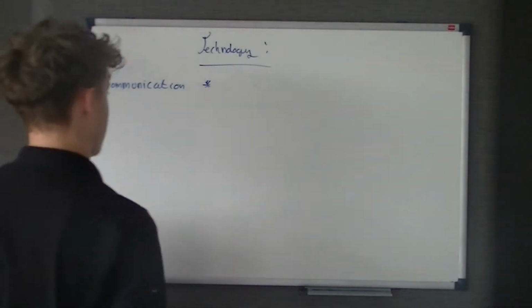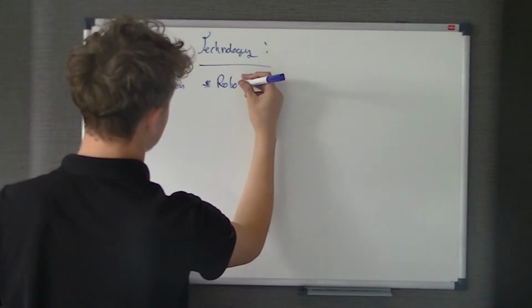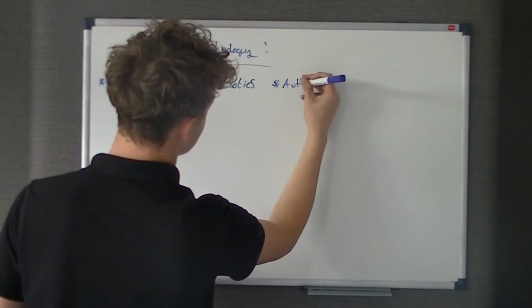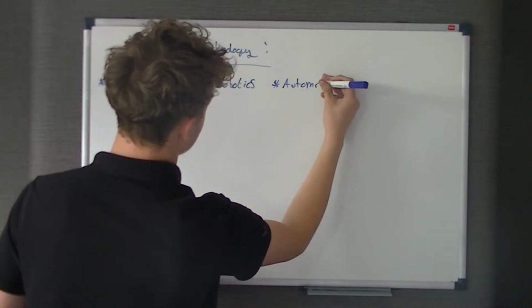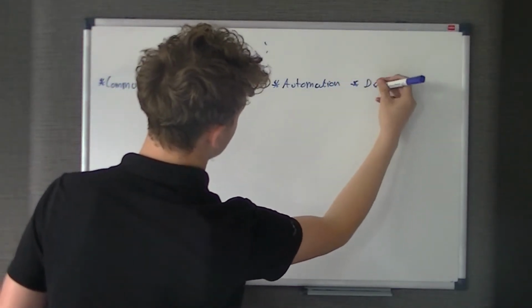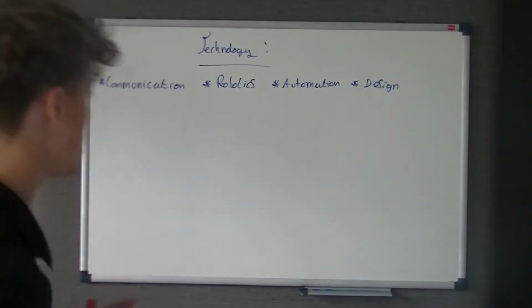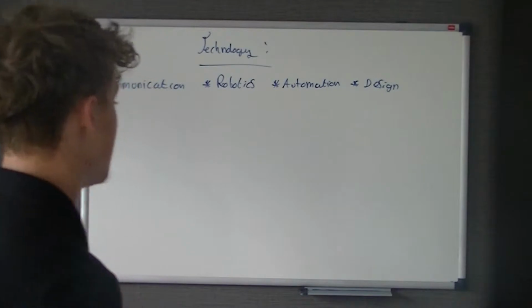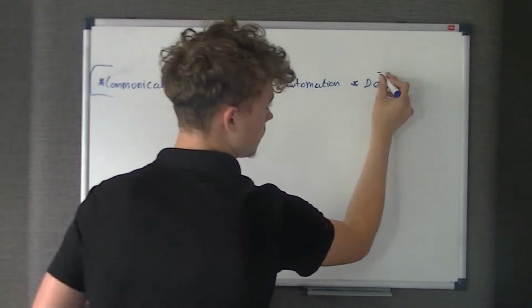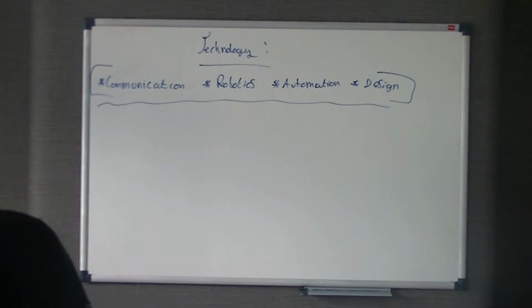Robotics, automation, communication, and design. So these are the four main players, really, in technology in a business.